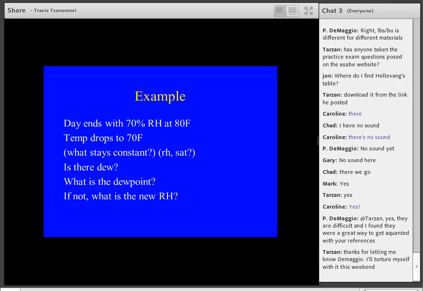So what does stay constant? Well, maybe the total moisture in the air, total moisture around should stay constant, at least for a while. Is there dew? And that question is, do we hit the left-hand side of the psychrometrics chart? And if there's dew, what is the dew point? The dew point will be the temperature at which that condensation just begins. That's the dew point. Or if we don't hit the edge of that, if we don't hit 100% relative humidity, what is the new relative humidity?